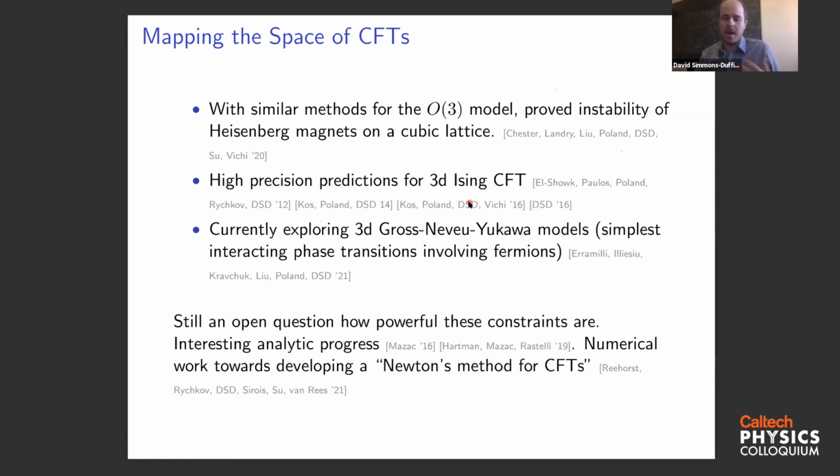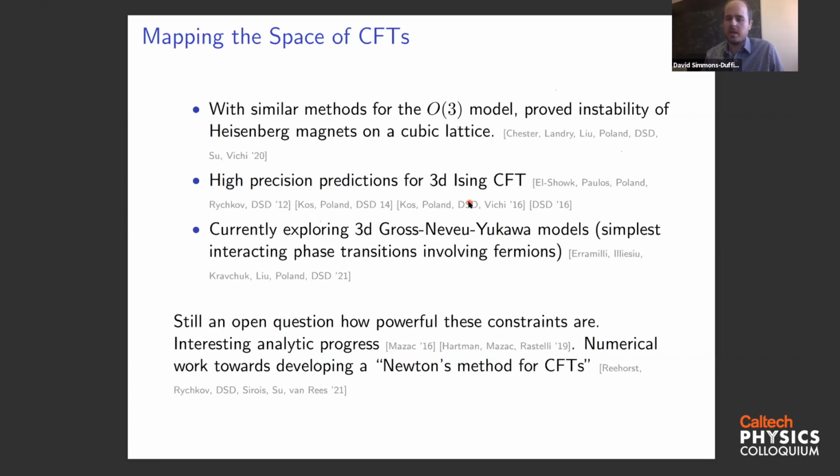You can also get high precision predictions for other phase transitions like the 3D Ising CFT, which is relevant for uniaxial magnets and liquid-vapor transitions. And we're currently exploring the simplest interacting phase transitions involving fermions in 3 dimensions using these techniques. A lot of this is exploration, so it's kind of like being an experimentalist with a computer instead of with a laboratory. We don't really know the full extent of these constraints, and it's something that we're still exploring.